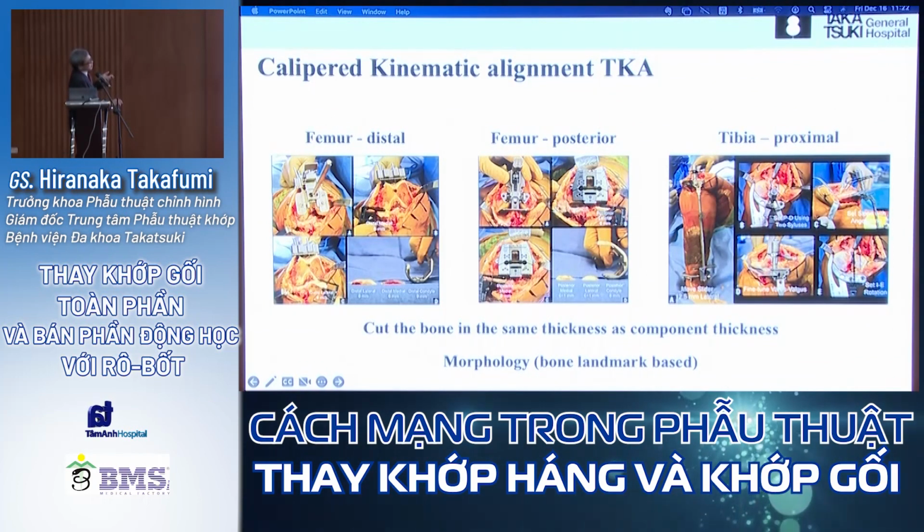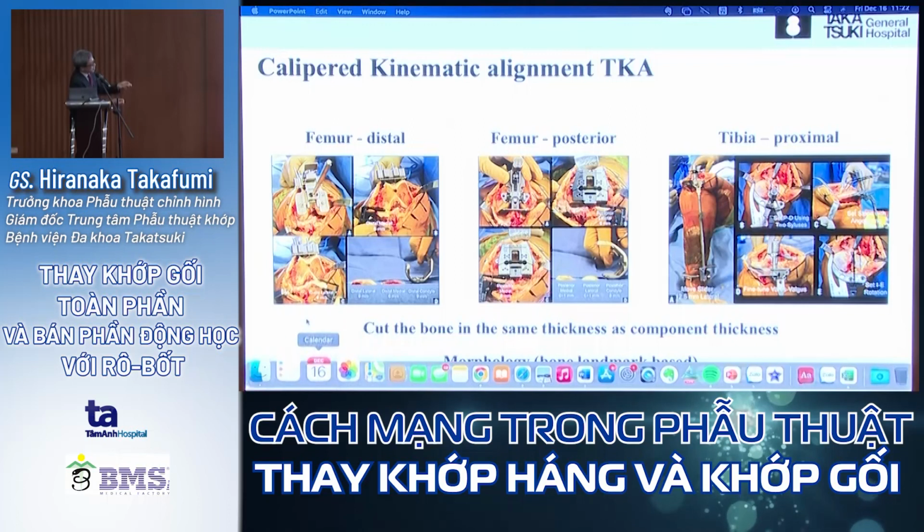This is the calipered kinematic alignment, also called true kinematic alignment. This is a true measured resection. It cuts the bone in the same thickness as the component: the distal femur, the posterior femur, and the proximal tibia.